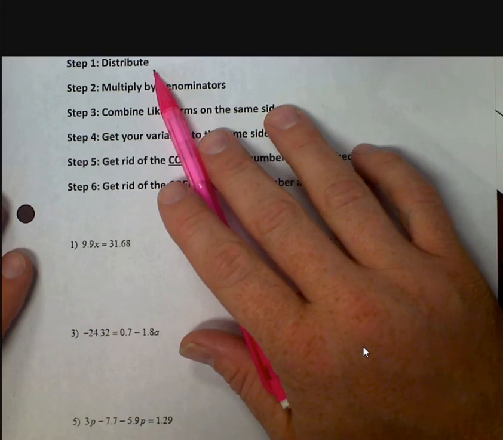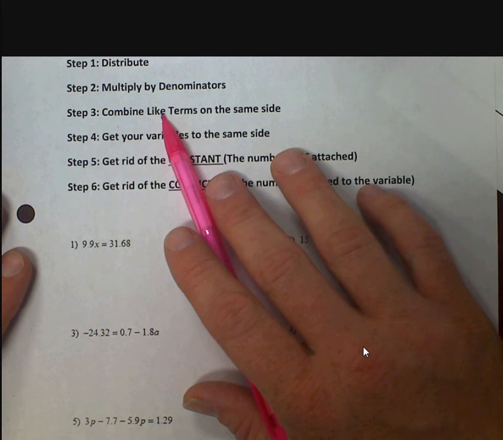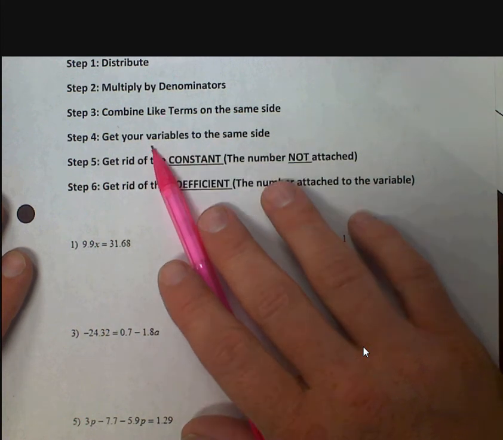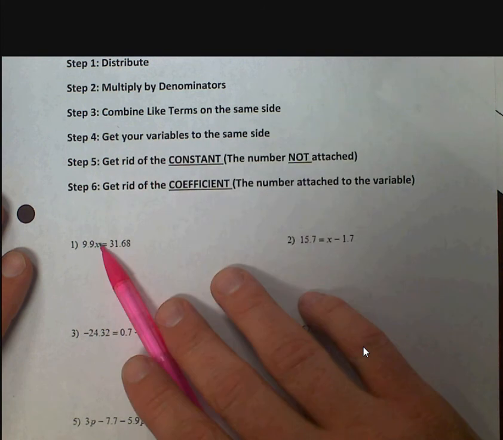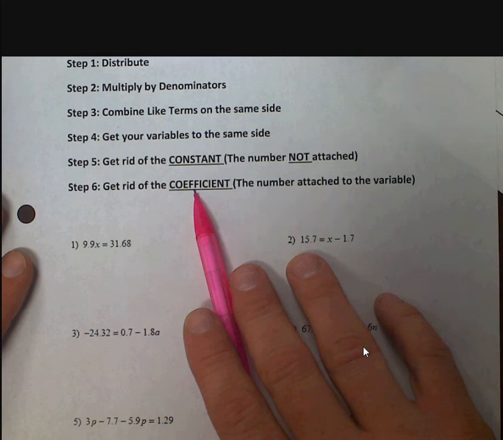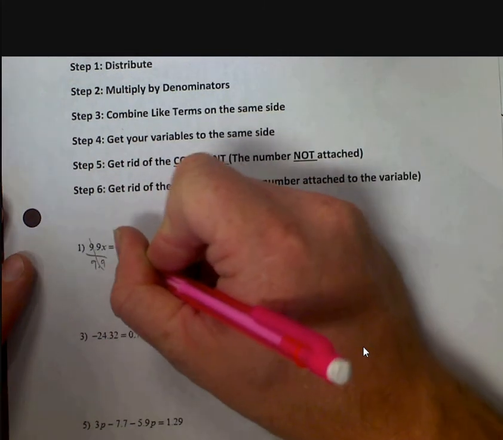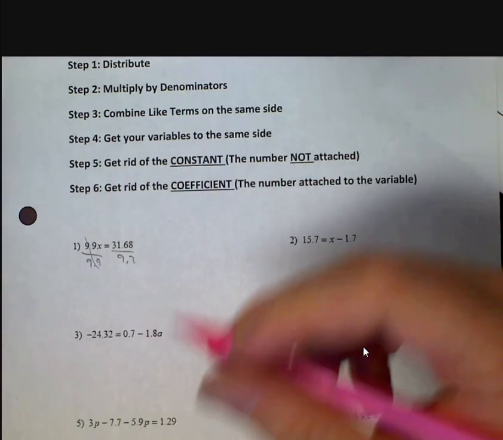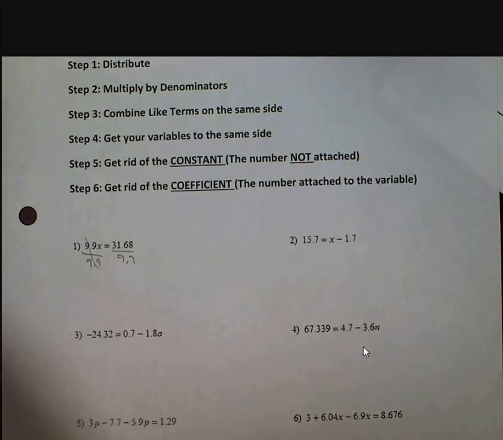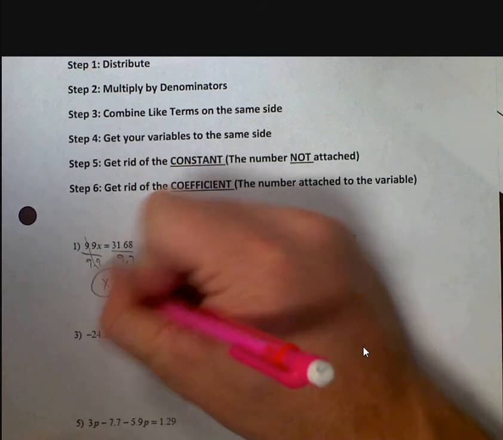Can I distribute? No. Can I multiply by denominators? No. Combine like terms on the same side? Nope. Get your variables on the same side, they're already together. Get rid of the constant, there is no constant on my variable side. Get rid of the coefficient. So I still have to divide by 9.9. 31.68 divided by 9.9 gives me 3.2. So x equals 3.2.